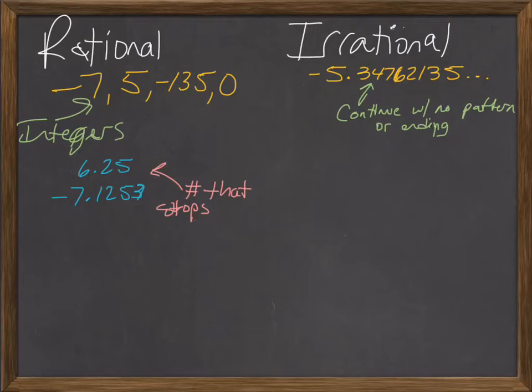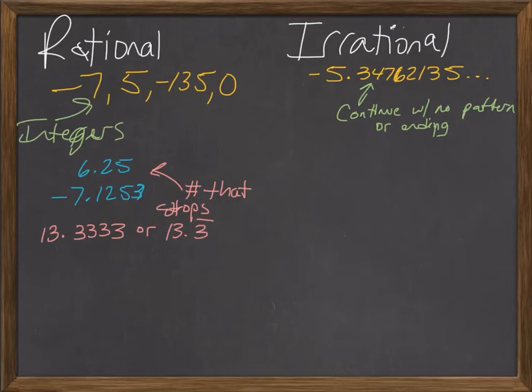Okay. Another example of a rational decimal would be if I had something like 13.3333. Okay. Or we can write it like this, 13.3 with a bar. If it repeats, meaning it has the same pattern over and over and over again, that would also be a rational example. So the only time it's irrational is if it continues with no pattern or ending. Okay, that would be irrational.